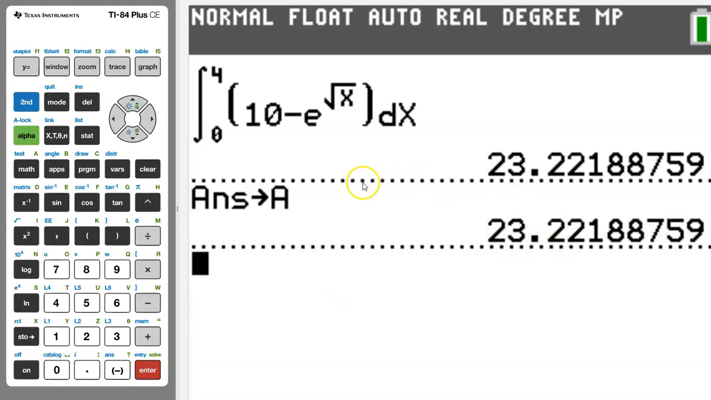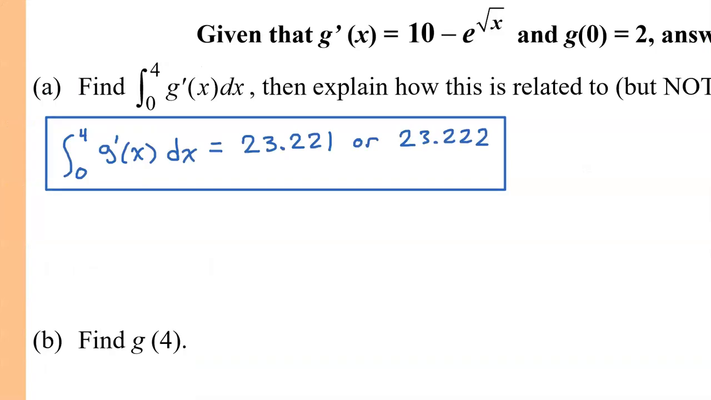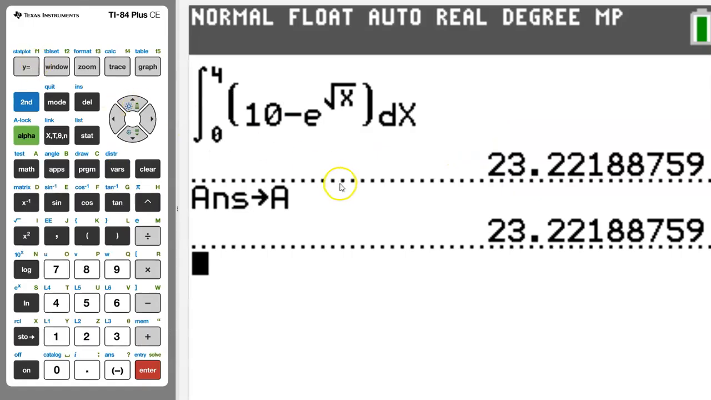That's important because if I need this number later, it will not be good enough to use 23.221 or 23.222. To avoid a rounding error that would cost me a point on the AP exam, if I need this value again later, I need to use the entire number. And by storing this value into the letter A, if I need this value again, I can just pull up the letter A, and I am actually using the entire number, not some rounded version.